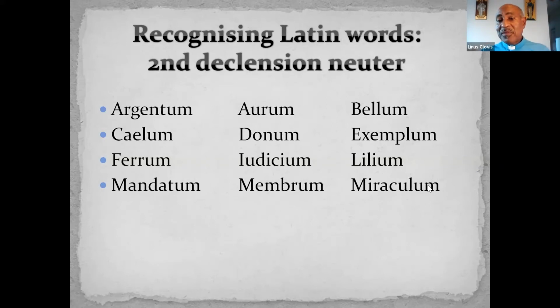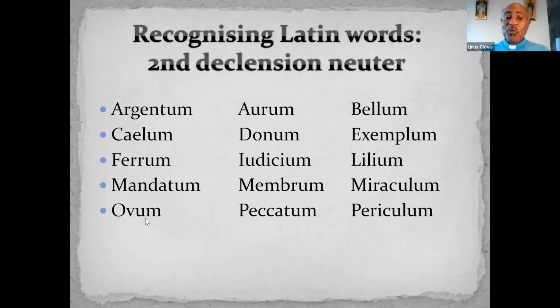Miraculum, easy. Yes, miraculous, miraculum. A prodigy is a sign. Ovum, ovary, so an egg. Ovum. Peccatum, okay, peccable. So it's nothing to do with ducks. Peccable is a sin. And periculum is dangerous, danger. Anything that's harmful.